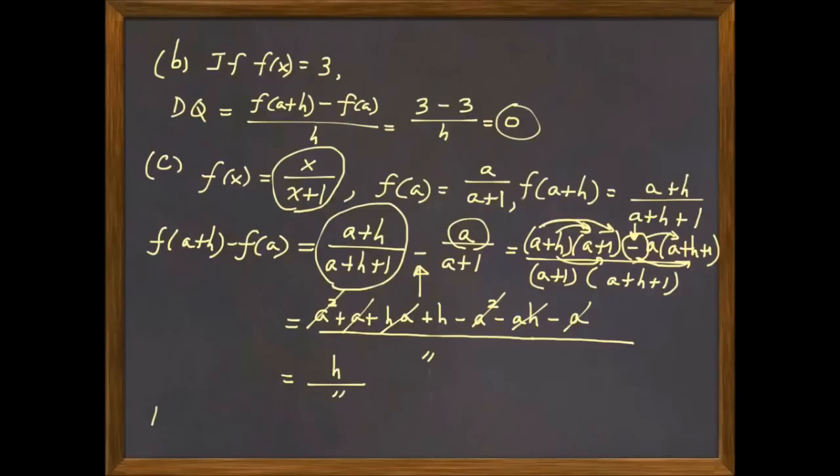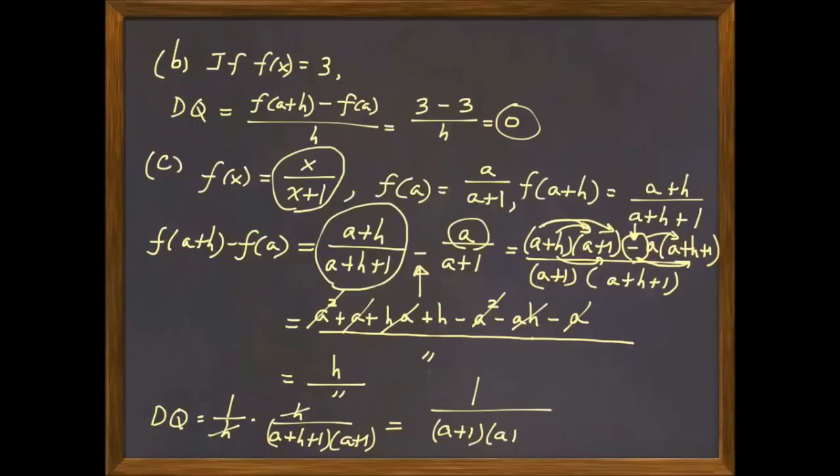So now the difference quotient is what we've just found there divided by h, and that's going to be h over the a plus h plus 1 times the a plus 1. So again, h can be canceled. All we have left is 1 over the a plus 1 times the a plus h plus 1. And that is it.